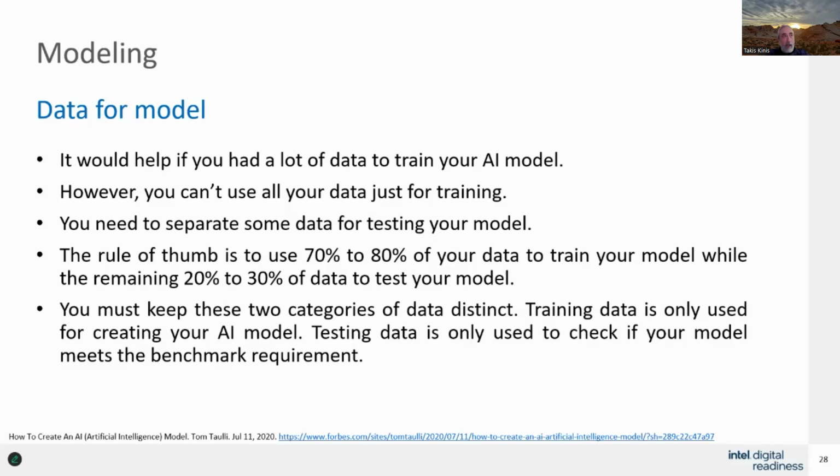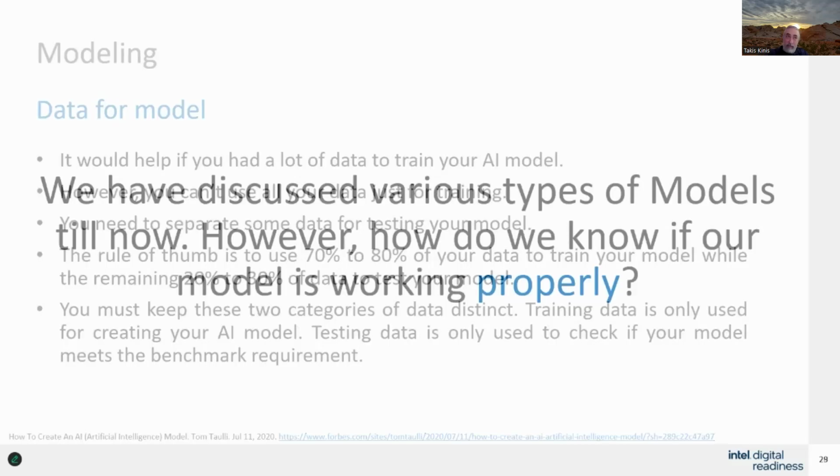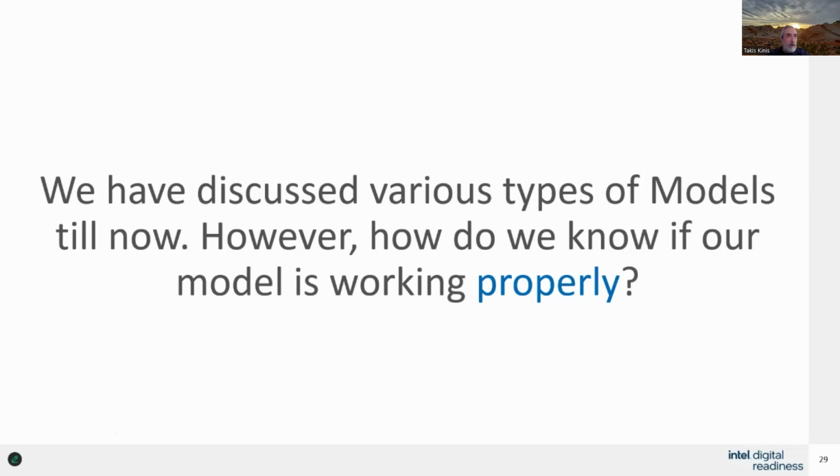So you use a good majority of the data. That's kind of like a 2/3 rule, sort of, right? Maybe 3/4 even, to train your model, and the other quarter or third or whatever to test it, right? And it says keep data distinct. Training data is only used for creating an AI model. Testing data is only used to check if it meets the benchmark requirements. So that tells you some of the engineering that goes on behind the scenes. It's not like we can take all the data we have and throw it in there and train this thing. It's a majority of the data, right?